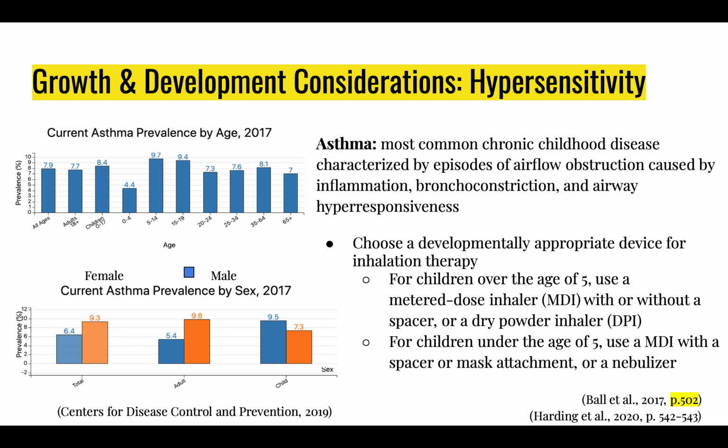When caring for a child with asthma, it is essential to ensure that their treatment is developmentally appropriate and that the child is able to use any prescribed device correctly. Children over the age of 5 are able to use a metered dose inhaler and a dry powder inhaler with proper instruction. For children under the age of 5, always use a spacer or a mask when using a metered dose inhaler. Nebulizer treatments are also appropriate for young children.